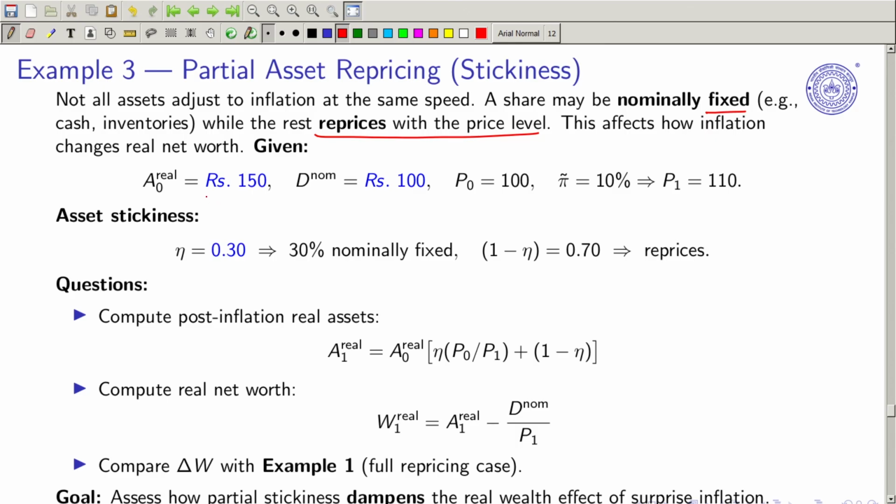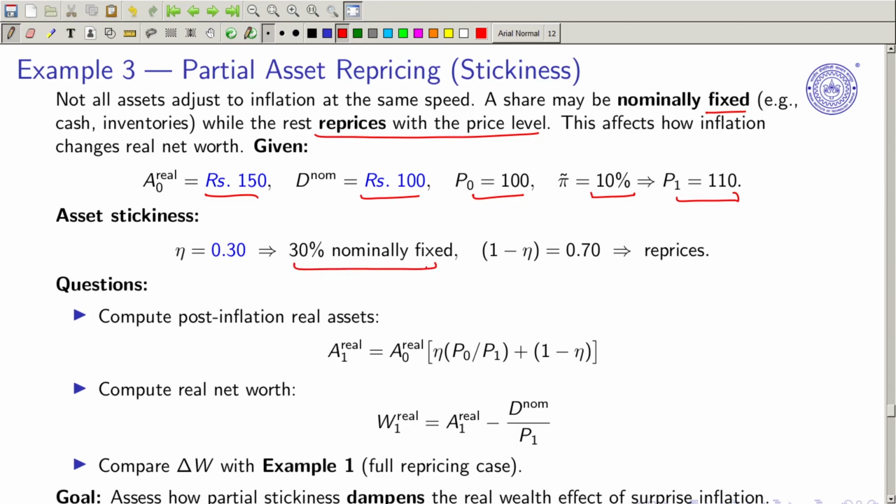So A0 real is rupees 150, D debt nominally is 100, price P0 is 100, expected inflation is 10%, so P1 is 110, right? So this is what we have here. So in this we are saying that 30% is nominally fixed, right?